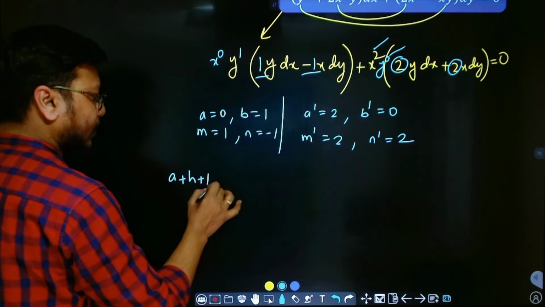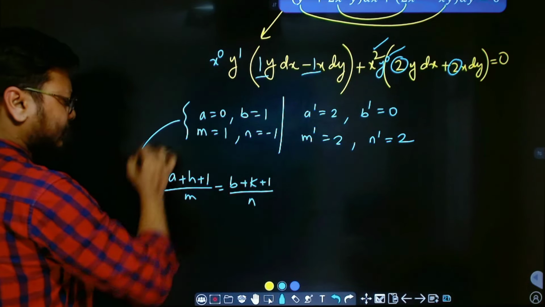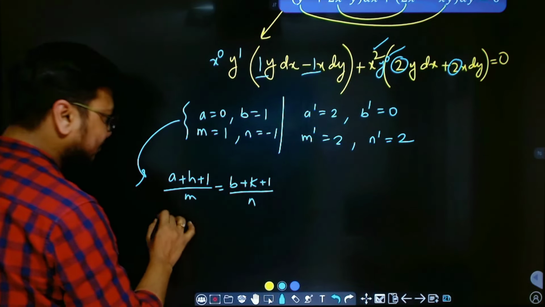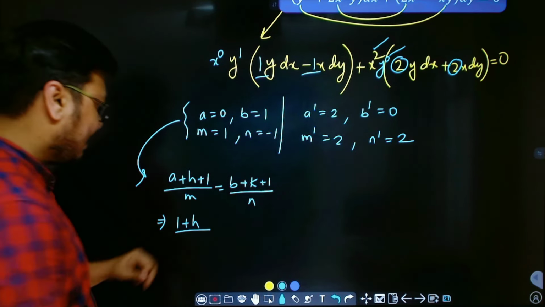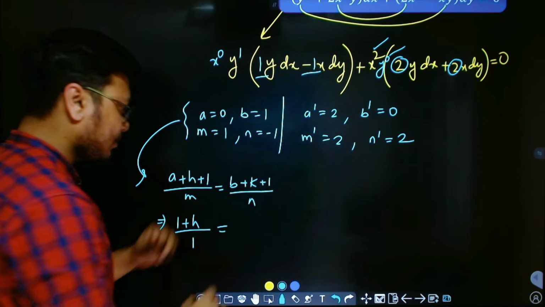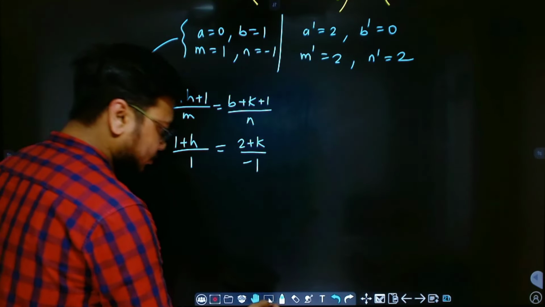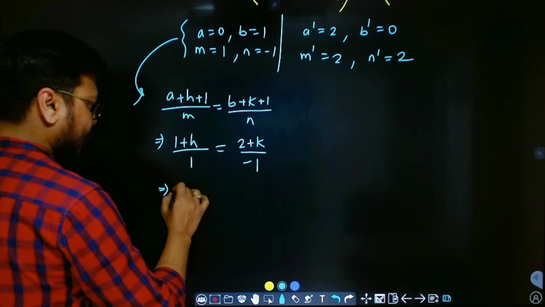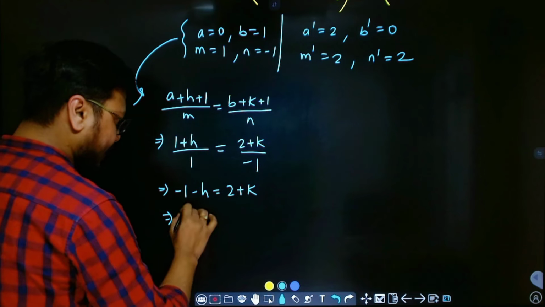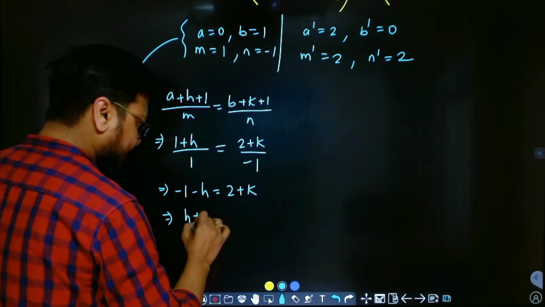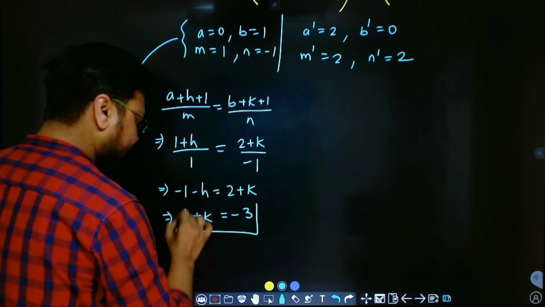A plus h plus 1 by m equals b plus k plus 1 by n. So if I plug in these values over here, I will be getting a plus 1, that means 0 plus 1 is 1, so 1 plus h by m, that's 1, b is 1, 1 plus 1 is 2 plus k by n, that's minus 1, right? So if I just cross multiply over here, I have minus 1 minus h equals 2 plus k, so that means I am having h plus k equals minus 3, right?